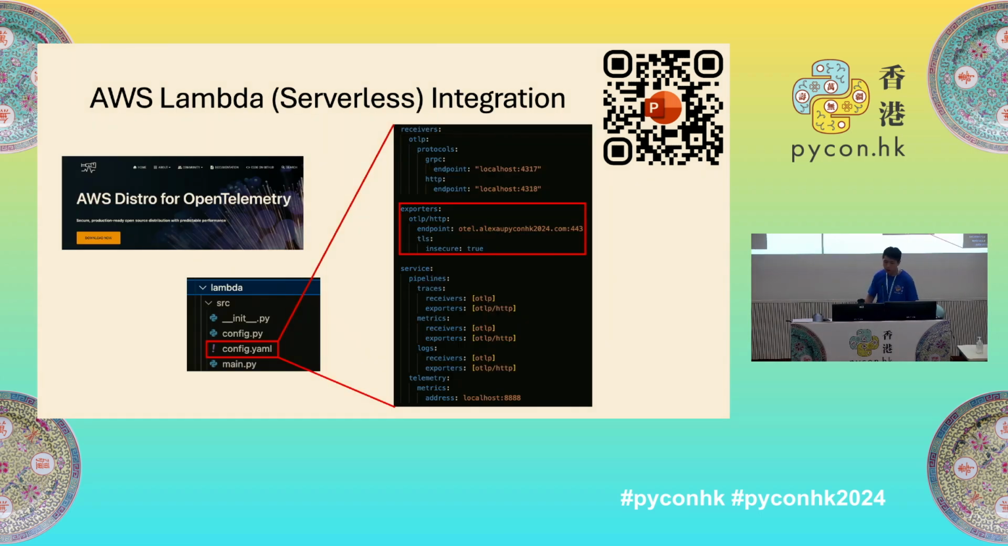Before we end, just now we talked about how Prometheus is pull-based, so it doesn't work well with AWS Lambda or Cloud Run. AWS has also provided something called the AWS Distro for OpenTelemetry, which allows you to set up a config and run OTel inside your Lambda.